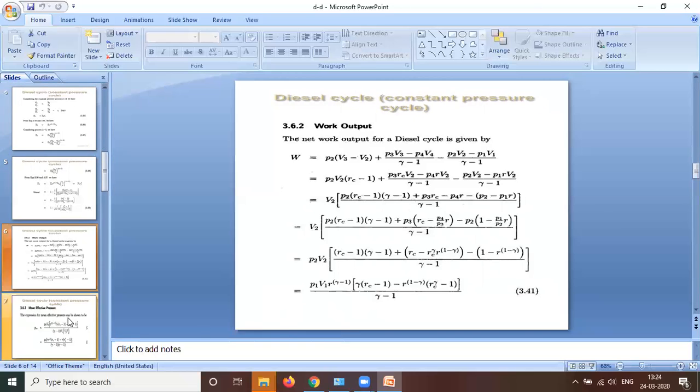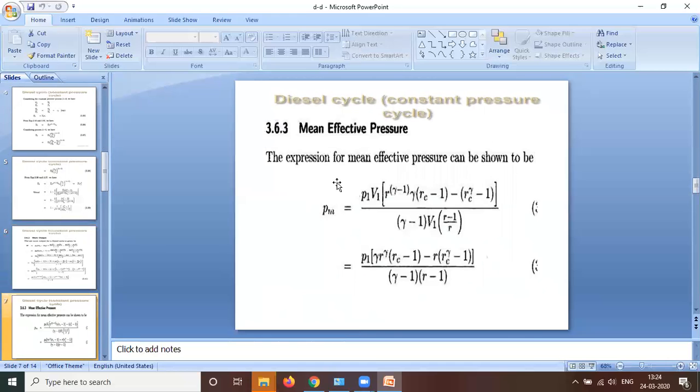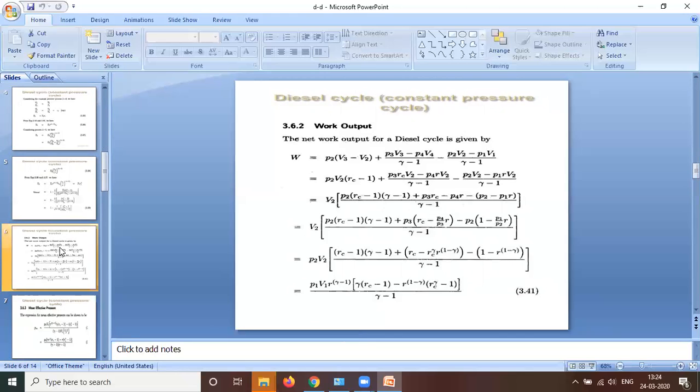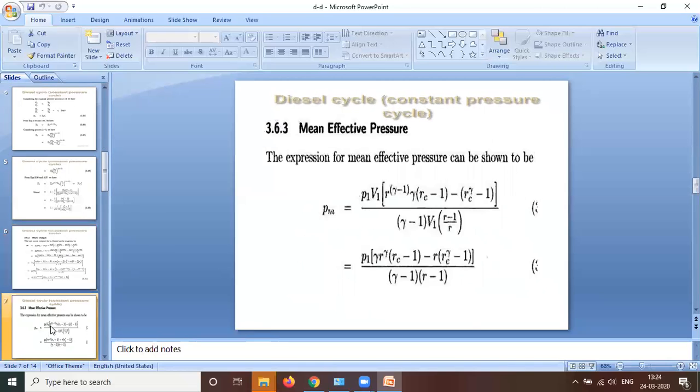Next, we are moving to the mean effective pressure. How do we find the mean effective pressure? The mean effective pressure is given by the total work done divided by the swept volume. We have the equation of the work done, and we put that equation here along with the expression for the swept volume. And we find the mean effective pressure inside the cylinder in a diesel engine. In the next lecture, we will discuss the dual cycle. Thank you.